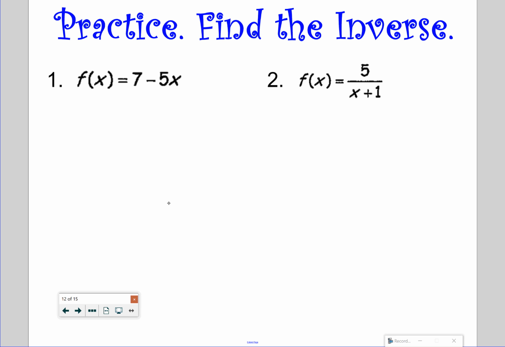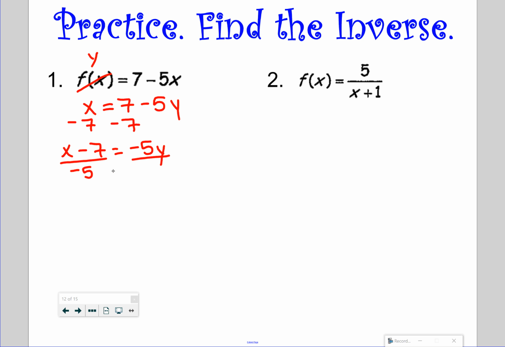Okay, so I'm going to replace this with a y, and I'm going to flip my x and y. Let's solve for y. The first thing I would need to do is subtract 7 on each side. x minus 7 equals negative 5y. And then divide both sides by negative 5. So our final answer would be x minus 7 over -5. On the right, my -5s are going to cancel, and instead of y, let's go back to that function notation, f inverse.